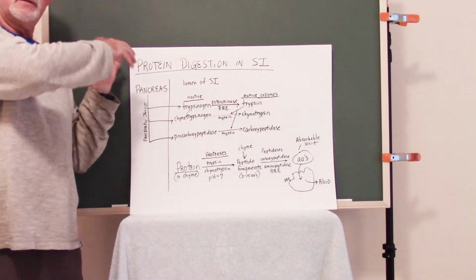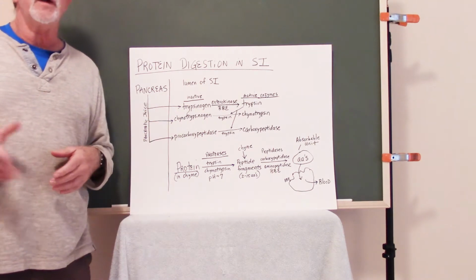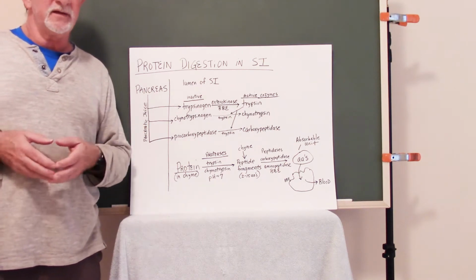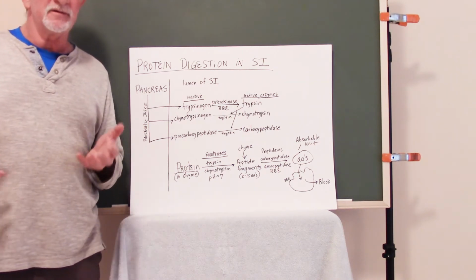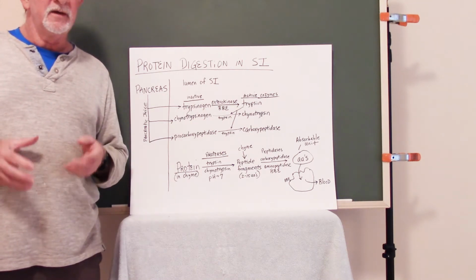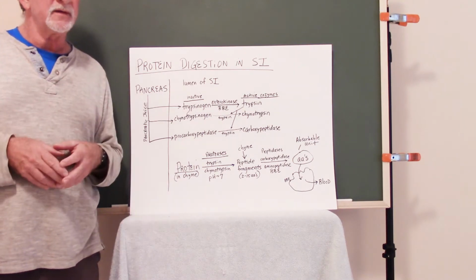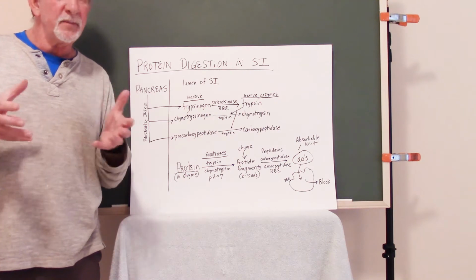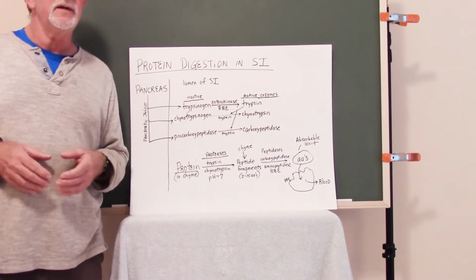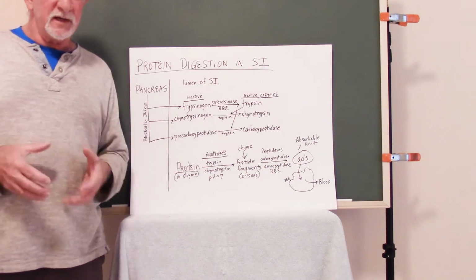So, protein digestion in the small intestine, and this is where most digestion occurs. And by the way, just to reemphasize something I said in class, 90% of the digestion occurs in the small intestine. There's a little bit of starch digestion in the mouth, a little bit of protein and lipid digestion in the stomach, but by far most of the digestion occurs with the enzymes associated with the small intestine.